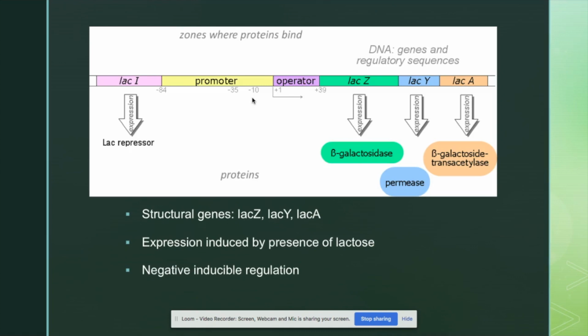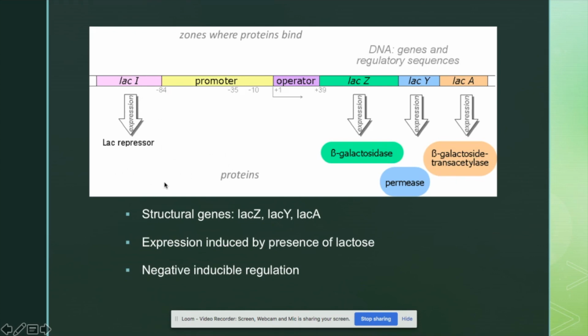Okay, so a quick overview of the Lac Operon. We have our promoter region, our operator region. We have our 3 structural genes, LAC-Z, LAC-Y, LAC-A. LAC-Z creates beta-galactosidase, LAC-Y creates permease, and LAC-A creates beta-galactoside transacetylase. And we also have our LAC-I gene, which creates the Lac repressor.